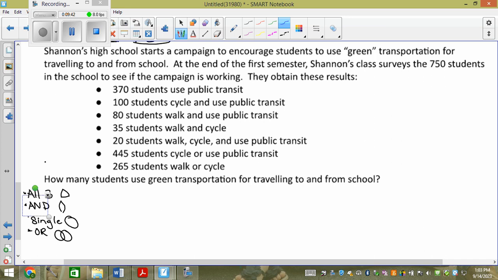So, here it says Shannon's High School starts a campaign to encourage students to use green transportation for traveling to and from school. At the end of the first semester, Shannon's class surveys 750 students. So no matter what, my Venn diagram needs to have 750 people in it, right? So I'm going to draw myself a little Venn diagram.